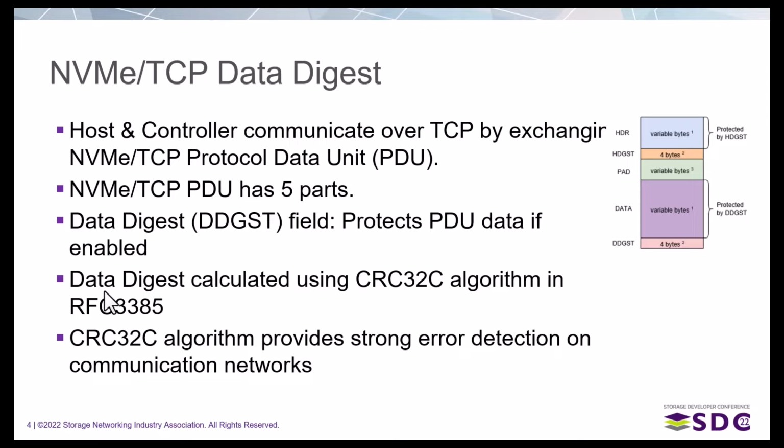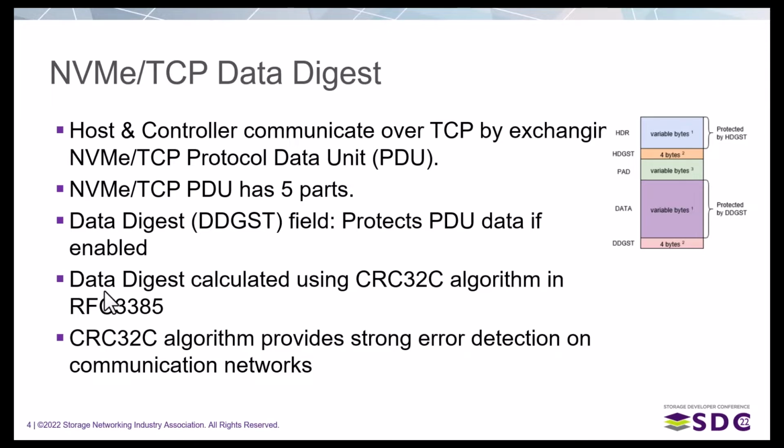In NVMe over TCP, a host and a controller communicate over TCP by exchanging NVMe over TCP protocol data units. These PDUs are used to transfer capsules, data, and control and status information. As I'm showing here on the diagram to the right, these PDUs can have up to 5 fields.